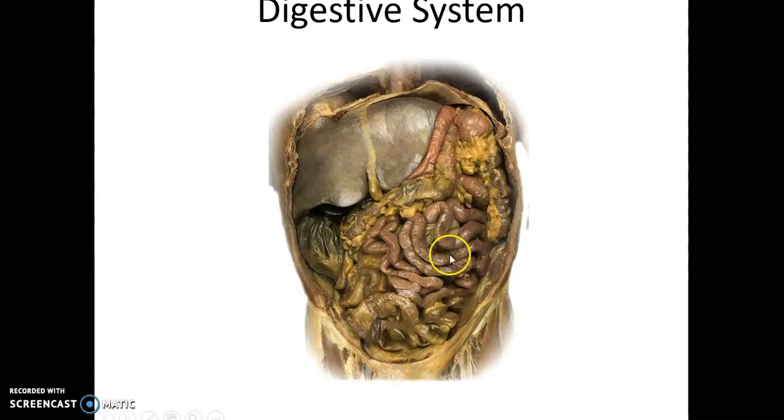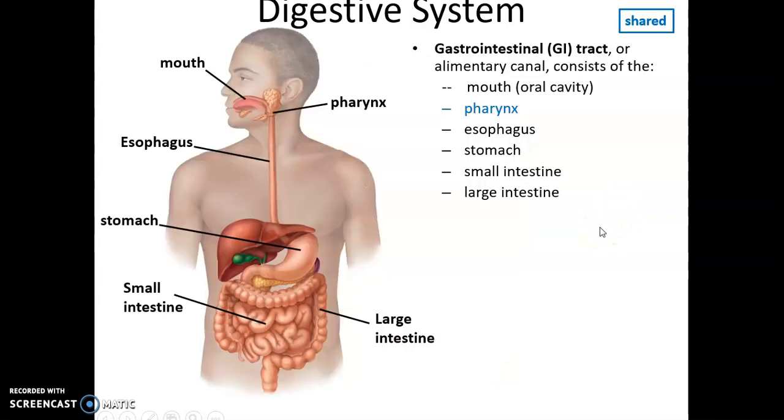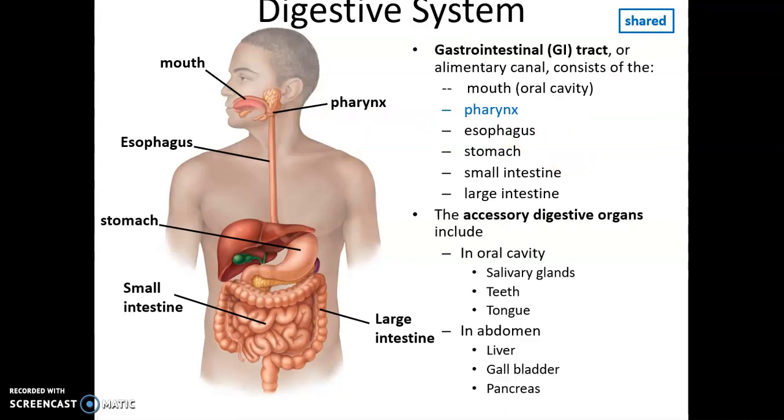So here are the digestive system structures, most of them found in the abdominopelvic cavity. The digestive system includes the gastrointestinal tract, or GI tract, that goes from the mouth to the anus: mouth and oral cavity, to pharynx, to the esophagus, to the stomach, to the small intestine, to the large intestine, and out the anus. And the pharynx is a structure shared with the respiratory system.